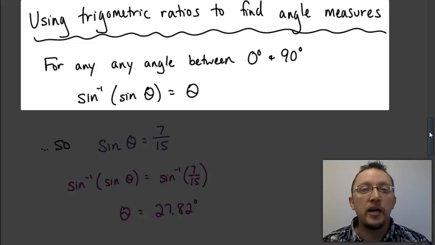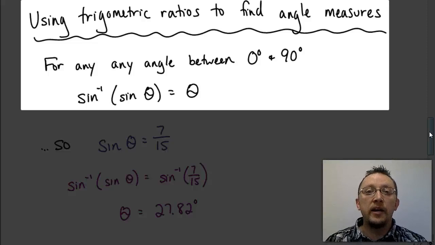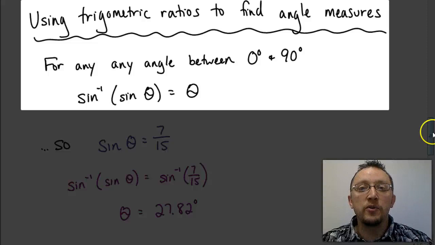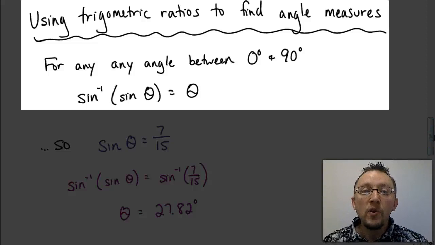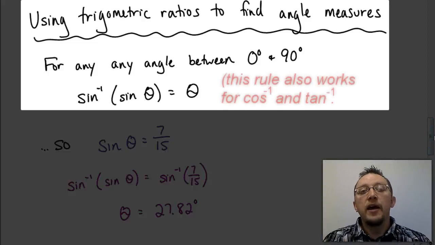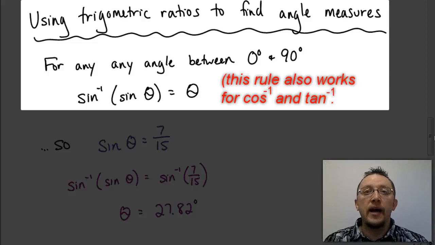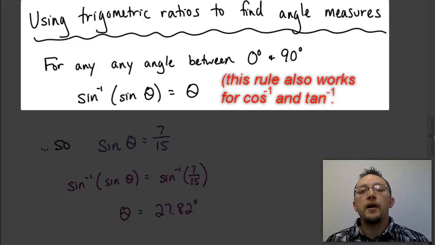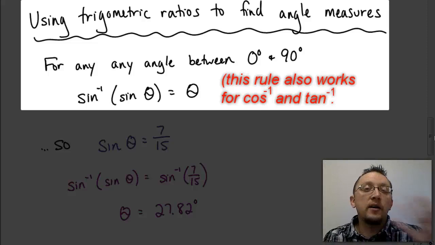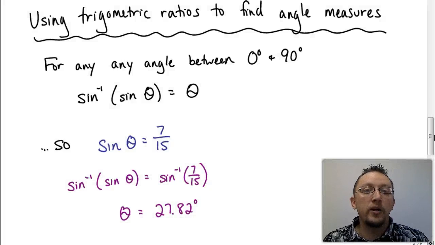So let's say, for example, I'm given the sine of an angle, or I'm looking for the sine of an angle, and I know that it's equal to some value. Well, this rule here says that for any angle between 0 degrees and 90 degrees, the inverse sine of the sine of that angle is equal to the angle, theta. So in other words, the inverse sine undoes the sine. And that's how we're going to use it.